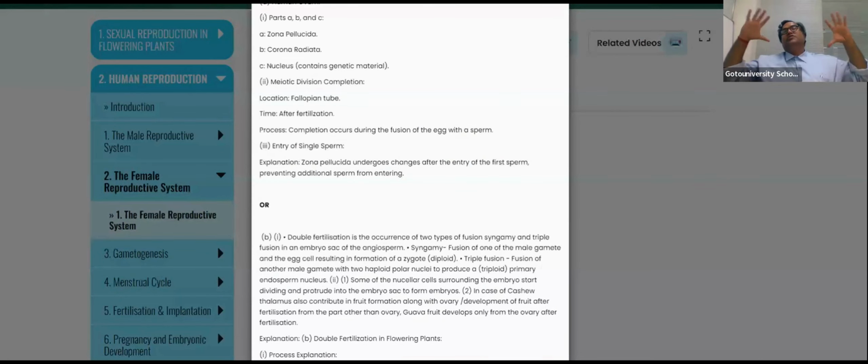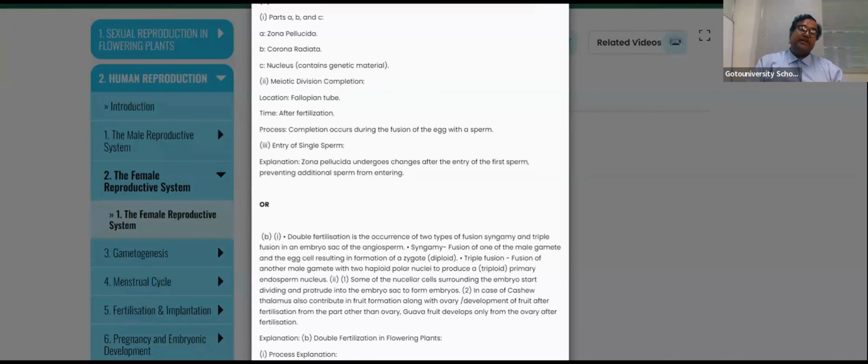So calmly you listen to me. Sperm after touching the zona pellucida, it is becoming corona radiata. So corona radiata is not formed every time. When the sperm hits the zona pellucida, this will become corona radiata. Corona radiata is formed once the sperm interacts with the zona pellucida layer of the egg, only then will corona radiata be formed.